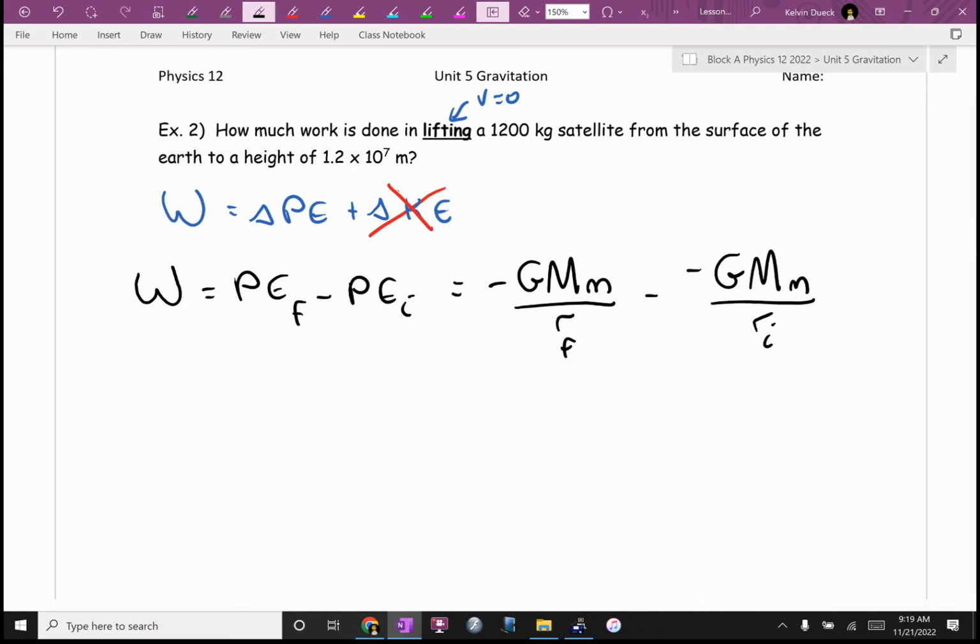Now, Wolf, you might be saying, Mr. Dewick, we're going to get negative work. That's going to say that we're gaining energy. We won't. We will end up with a positive answer if we do this right, because it will take us supplying rocket fuel. By the way, Wolf, what's a minus minus the same as? On the next line, we'll write that as a plus. Okay. Well, here we go.